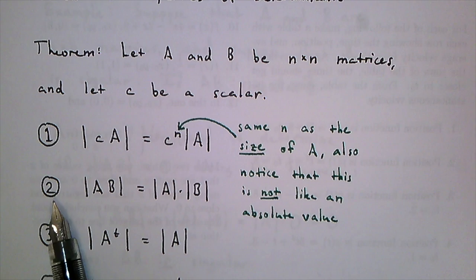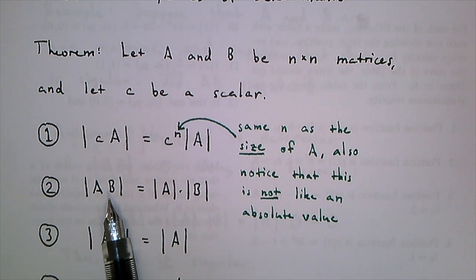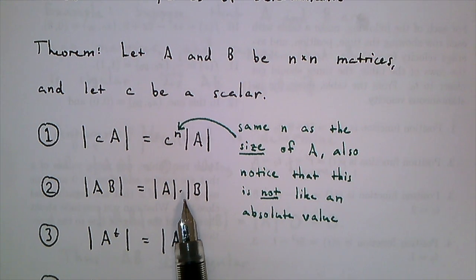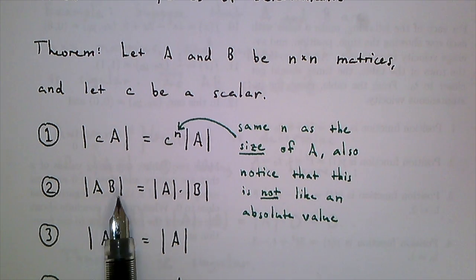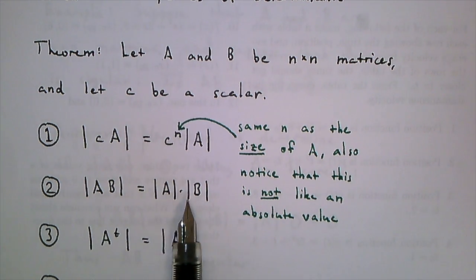The second property tells us how to take the determinant of the product of two matrices, and to do that, we just take the product of the two determinants. So essentially, the determinant distributes over multiplication.